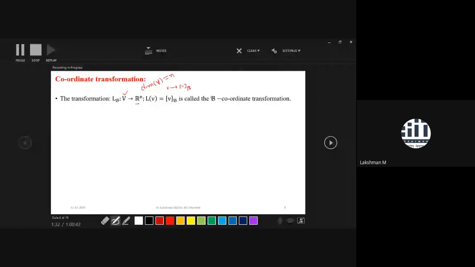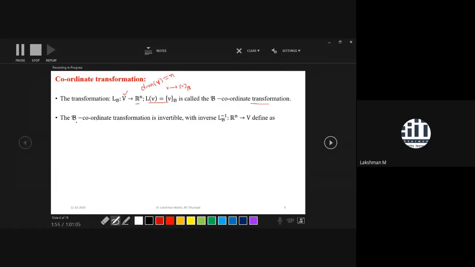So this transformation, we had already come across. We are calling it the beta coordinate transformation, where beta is the basis of the given vector space V. And we know that Rn has a very standard, generalized basis, the standard basis, which we will take up later.